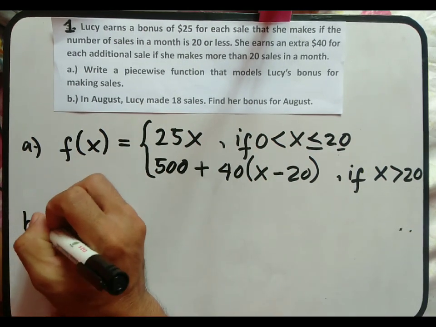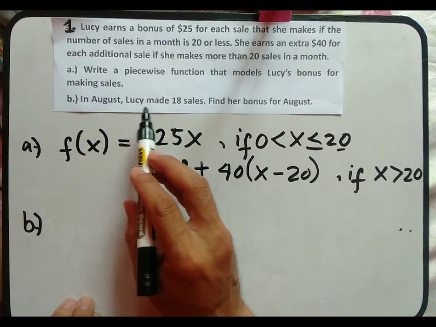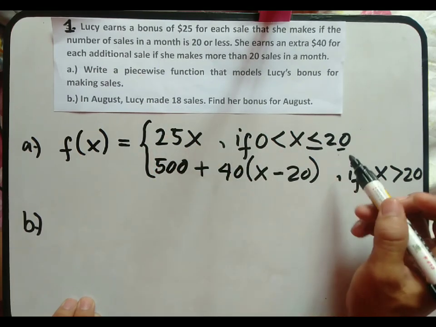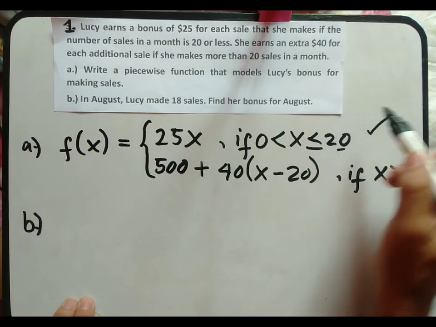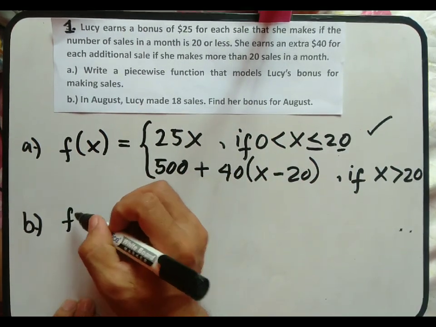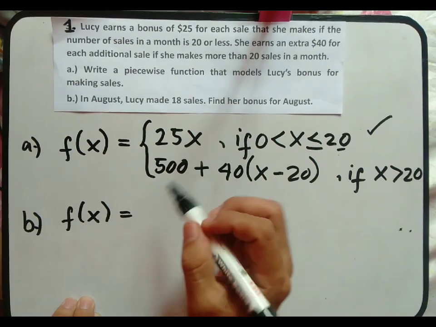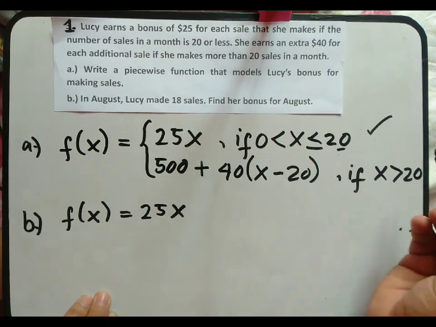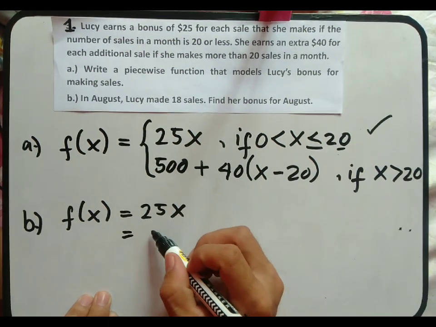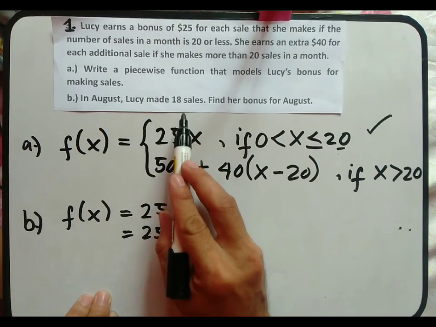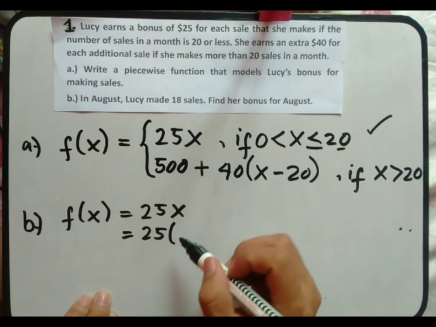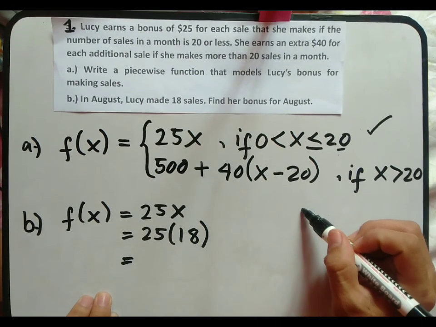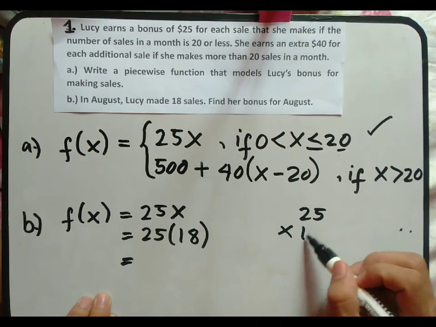And then for letter B, in August, Lucy made 18 sales. Find her bonus for August. So, yung 18 is less than 20. So, the first function yung ating gagamitin. Yung first function. So, we have f of x is equal to 25x. And then, by substitution, so we have 25, and then yung x natin is 18. So, for example, 18 sales yung nagawa niya in a month, then i-multiply lang yon. So, we have 25 times 18.